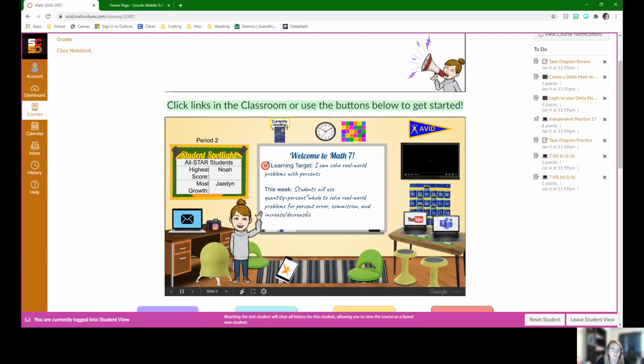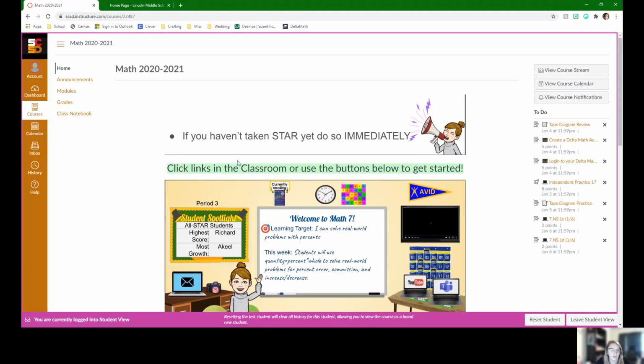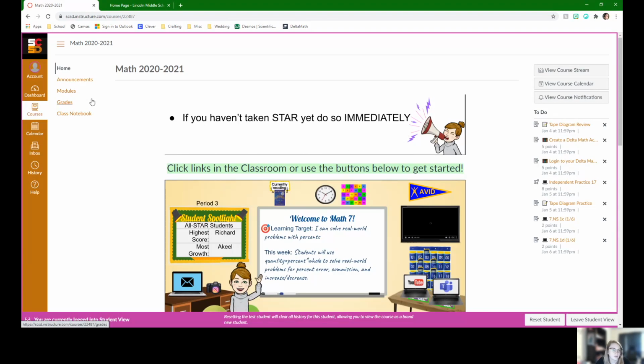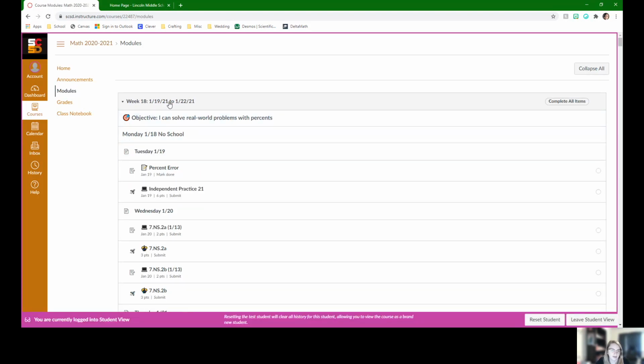You guys can see that we have our star scores coming out, and lots of good information. So I'm going to show you the work for the week, and then I'm going to show you where you can look at the star scores. So under modules is where all of the work always is. So we're on week 18. There was no school Monday, and today is Tuesday.